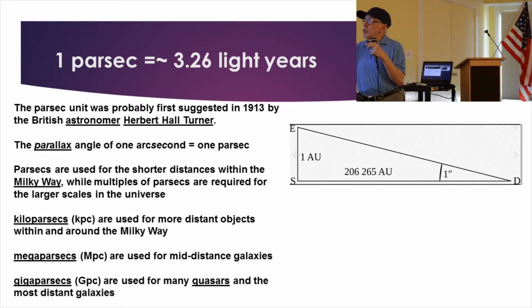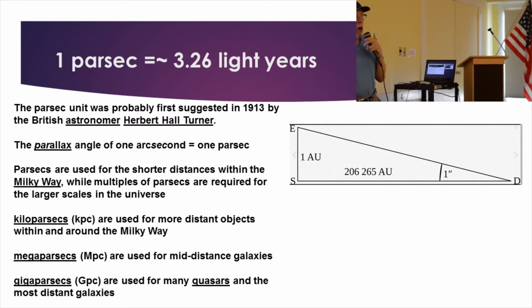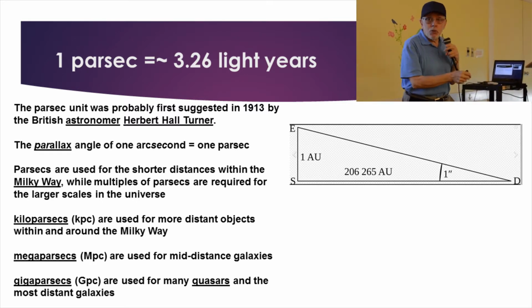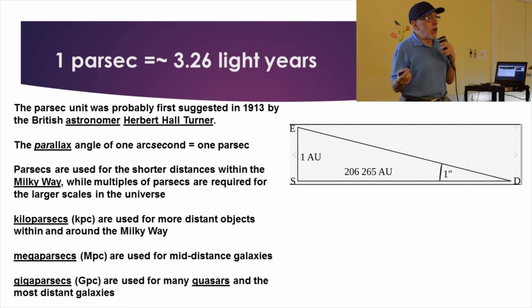So using parallax only works for objects that are relatively close. If the object gets too far away, the angle gets too small and we can't measure it. Wait, how do you actually measure it? You measure by comparing that star against its background?